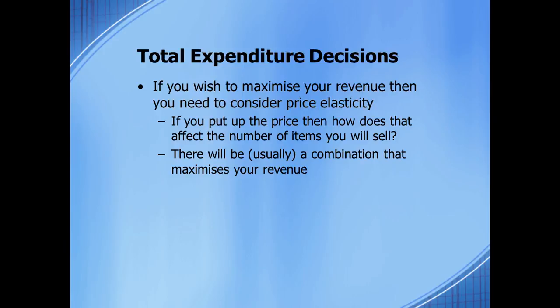On our total expenditure decisions, if you wish to maximise your revenue, then you need to consider price elasticity. If you put up the price, then how does that affect the number of items you're going to sell? And there will usually be a combination that maximises your revenue, but this is an area where we're going to be studying further in future weeks.